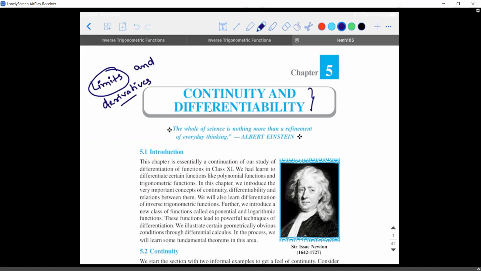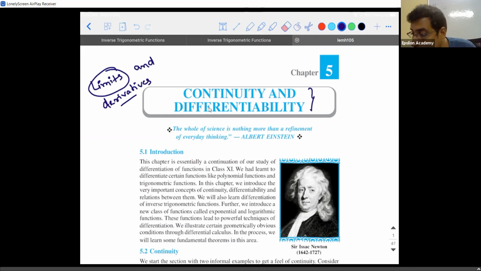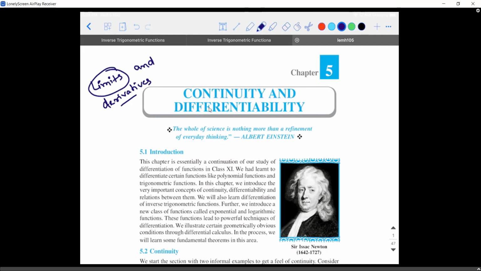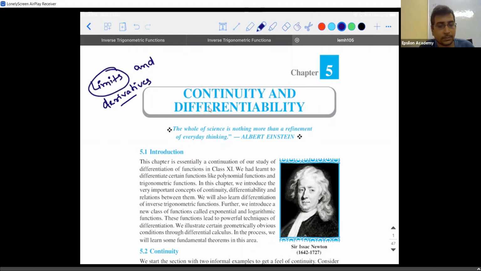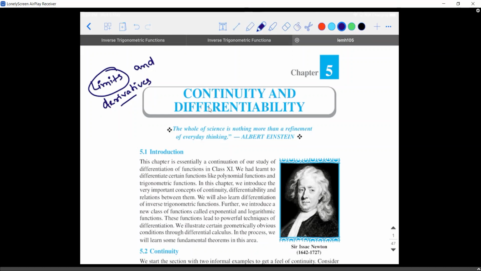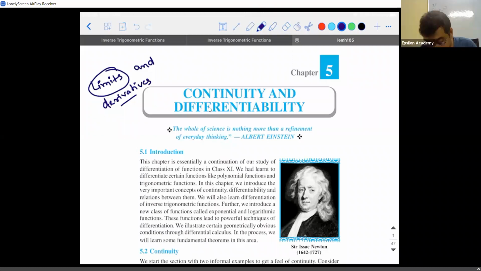Where we apply it, sir? Yeah, for what kind of a concept you find limit? For limit of what? This is a question. So I'm saying limits and derivatives of what?